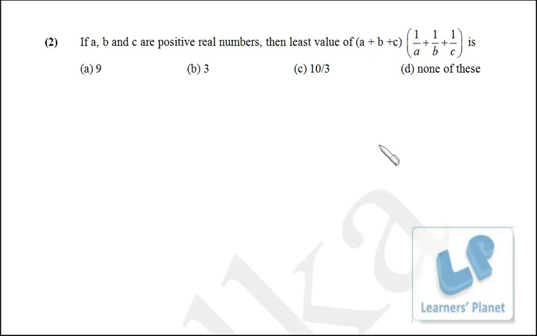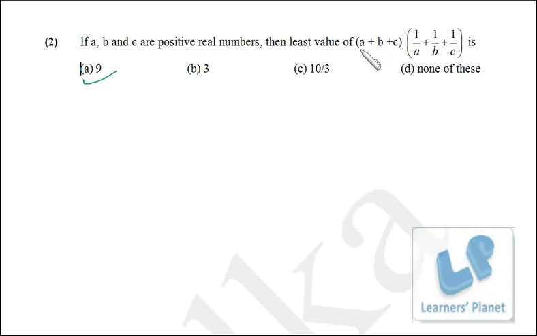Again, the shortcut is you just put A, B, C as 1, so you'll be getting 3 into 3, 9. So the minimum value of this expression will be 9. That is the shortcut, but you need to be conceptually clear. So what I do is we just go conceptually.